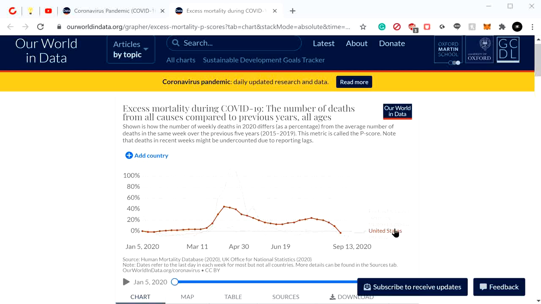So looks like towards the end of March and in April, we had an increase up to about 45%, and then after that there was a steady decline, and then a slight increase, and then right now in September, we're relatively back to normal. It looks like we have slightly even less deaths than we had on average in the previous 5 years.